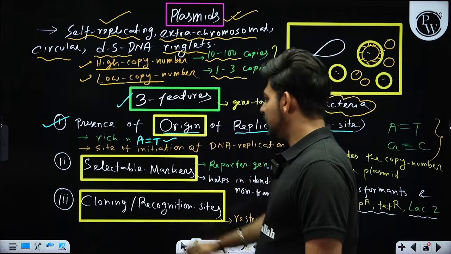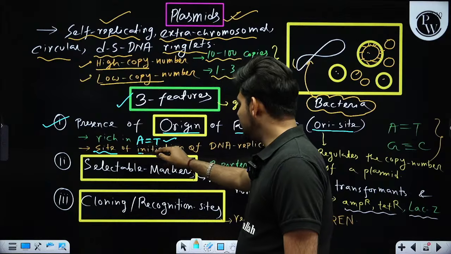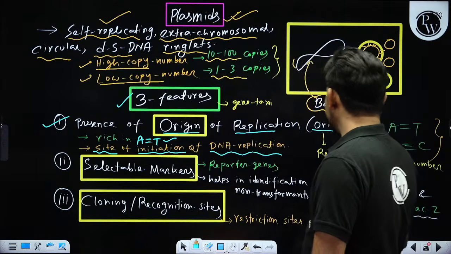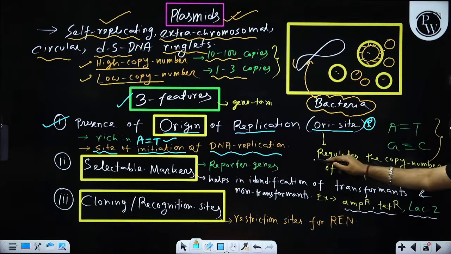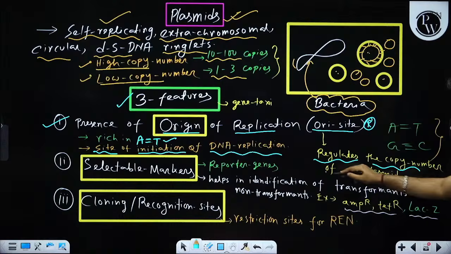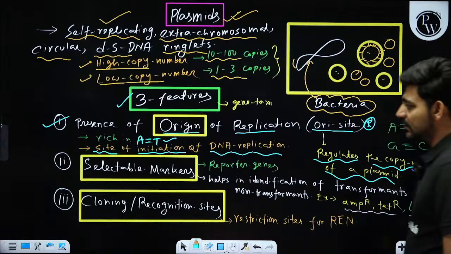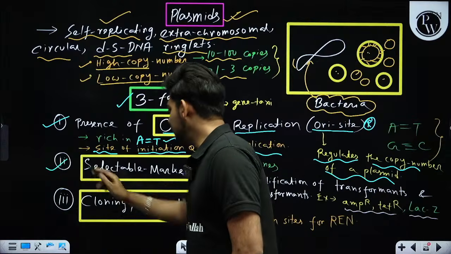Okay. Now, origin is the site of initiation of DNA replication, and one more importance of origin or ori site you need to remember is that it regulates the copy number of a plasmid. Okay, already we discussed that.